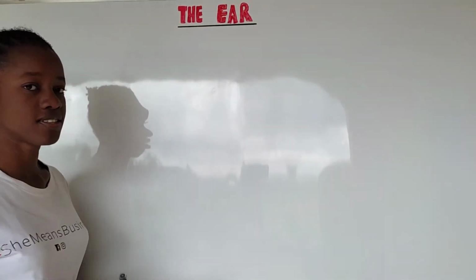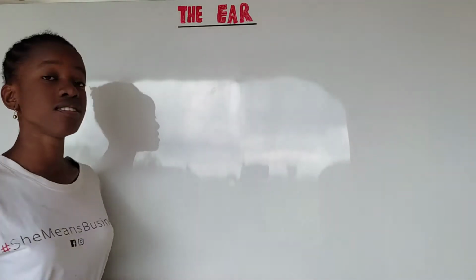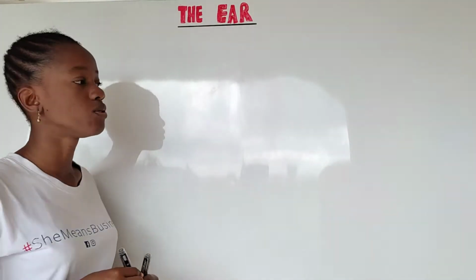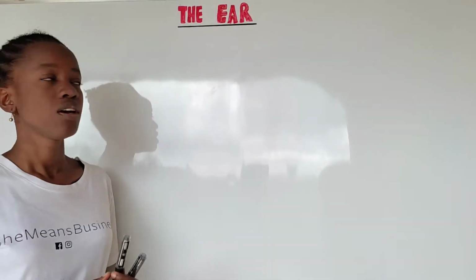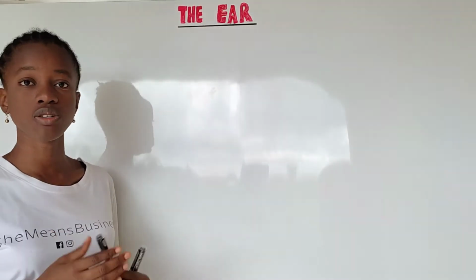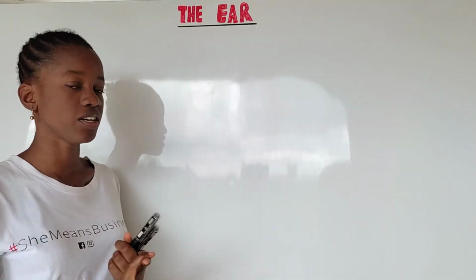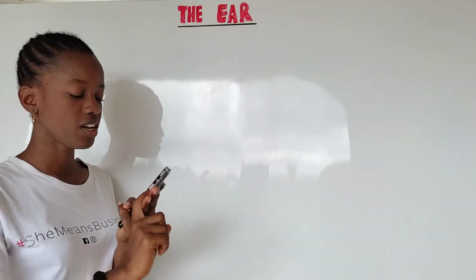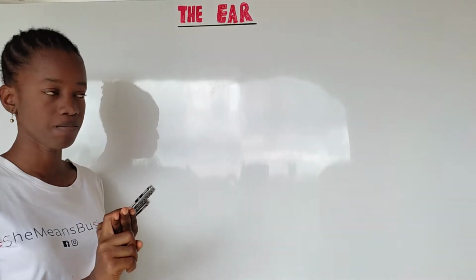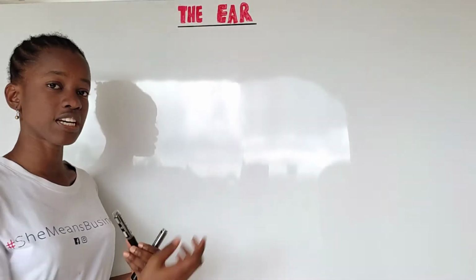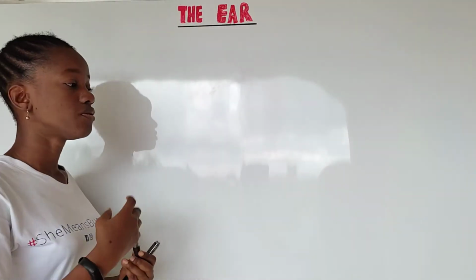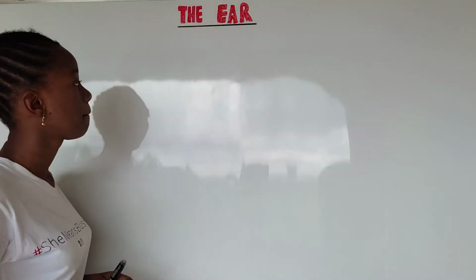So we are looking at the ear. The ear is the sense organ for hearing, and it's also the organ for balancing. The ear is made up of three regions. We have the external ear, the middle ear, and the internal ear. Okay, so in drawing it, we are going to start from the external ear. I will go back to the middle ear and the inner ear.